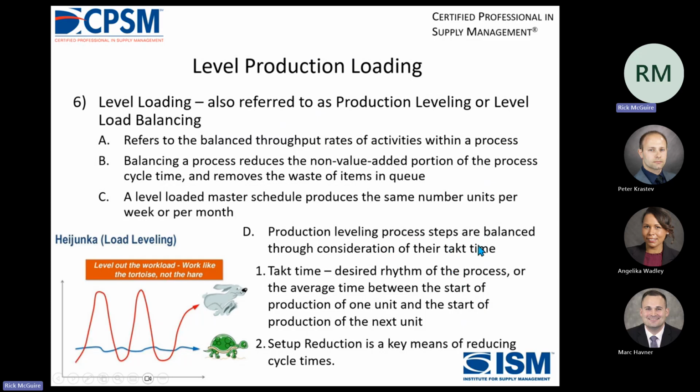efficient that way. Production leveling process steps are balanced through consideration of their takt time. And it's the desired rhythm of the process, or the average time between the start of the production of one unit and the start of the production of the next unit. So on an assembly line with trucks, the takt time is the start of production on truck 10 and then the start of production on truck 11. So that time between from when truck 10 starts to when truck 11 starts is the takt time. Setup reduction is a key means of reducing cycle times. So usually if you have to come in and do setup for equipment at certain stages, that's usually what slows things down. That or test.